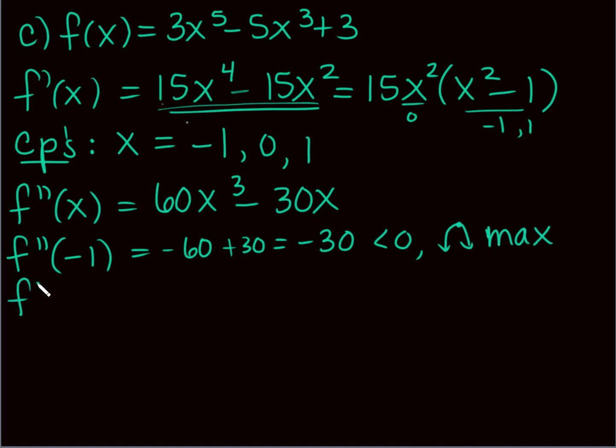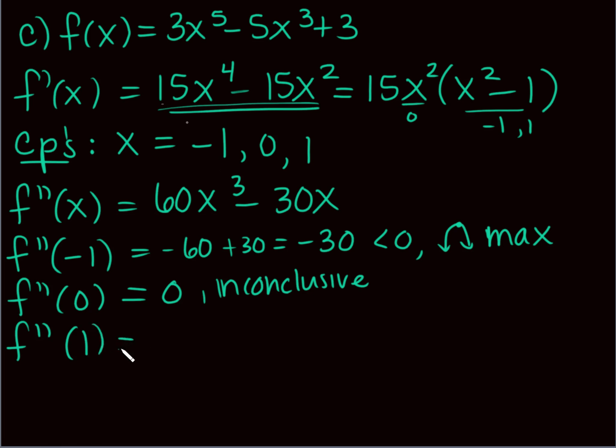Okay, f double primed of 0, though, my friends. 0. That makes me sad. That does not mean concave down. No. This means it's inconclusive. We'll come back to it. It'll be okay. Don't worry. Don't you fret. Okay, and then finally f double primed of 1 is just going to be 60 minus 30, which is 30, which is positive, which means I'm concave up, which means I have a min.